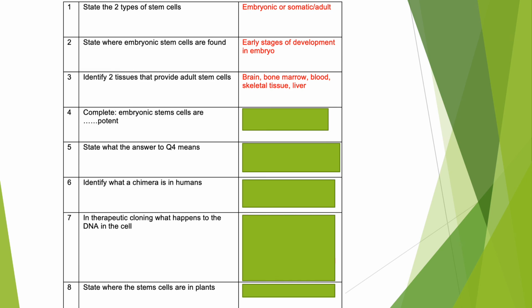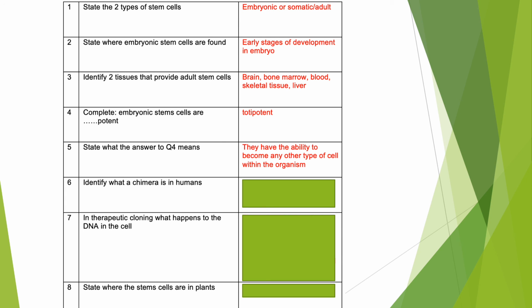Number 4, complete descendants. Embryonic cells are what kind of potent? So this is totipotent. So make sure that you do understand the difference between totipotent and pluripotent. Easiest way I remember is toti kind of has the word total in it, and total means everything, right? So totipotent cells, stem cells can become everything. So that kind of answers question 5, what does question 4 mean? And that just means that totipotent means the ability to become whatever type of cell within the organism.